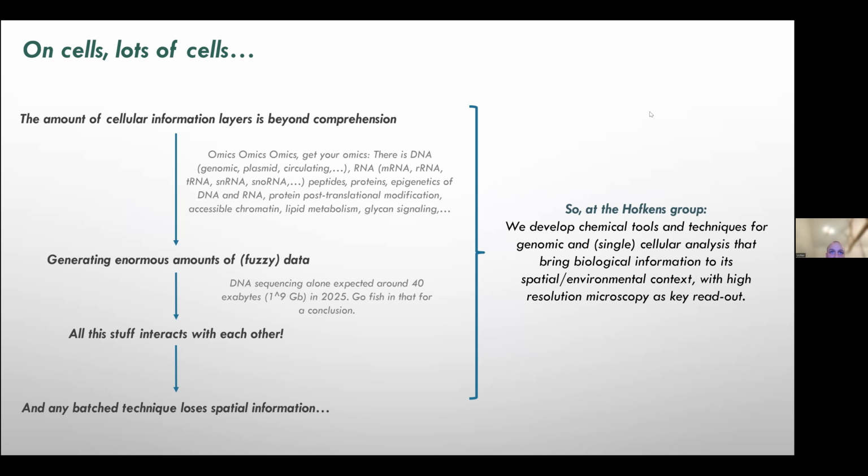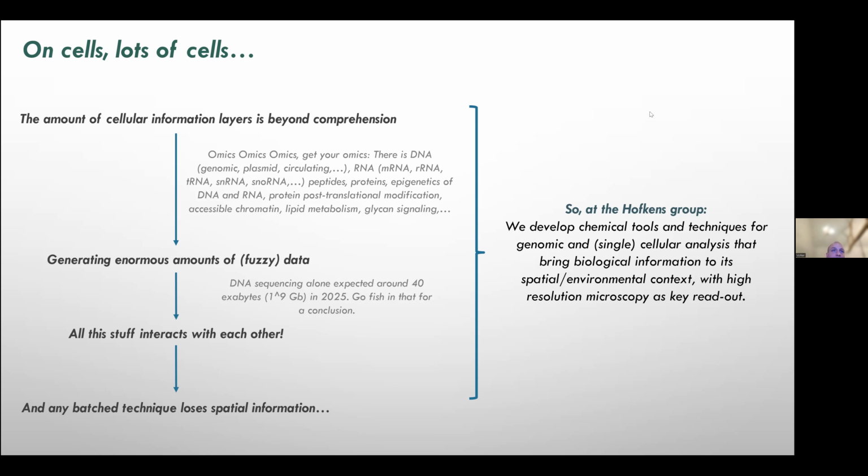So we have been working in the Hofkes group for more than 10 years already on generating chemical tools, chemical concepts for analyzing omics data. We have a big branch of metagenomic analysis technology. And then this is actually a project we're talking about today about new ways of uncovering cellular information in a way that the context of that information is not lost.